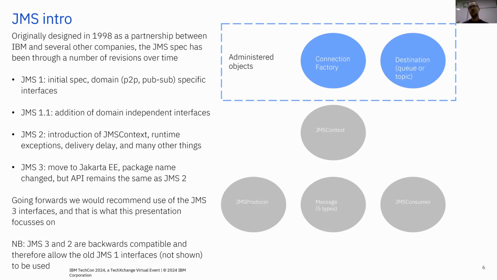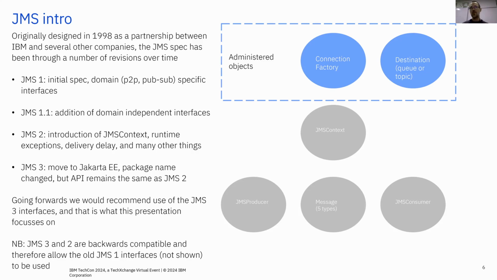And that was rectified in JMS 1.1, which basically commoned everything together. So you didn't have to care in great detail about whether you're interacting with a queue or a topic. It made it generic. And for a long time, JMS 1.1 was the main thing to use if you're doing JMS.